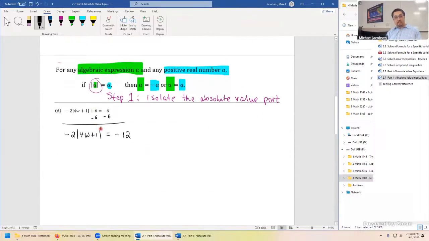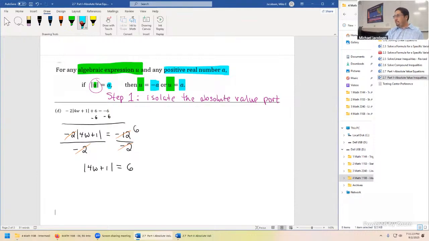But this absolute value is still not isolated. This is not the full story. You still need to divide by negative 2 to really see what happens next. So divide both sides by negative 2. We have a cancellation here on the left, and the negative sign cancels. On the right, the negative signs cancel as well, and we just get 6. It comes out positive, which means we do have solutions on this one. So the absolute value of 4w plus 1 equals positive 6.